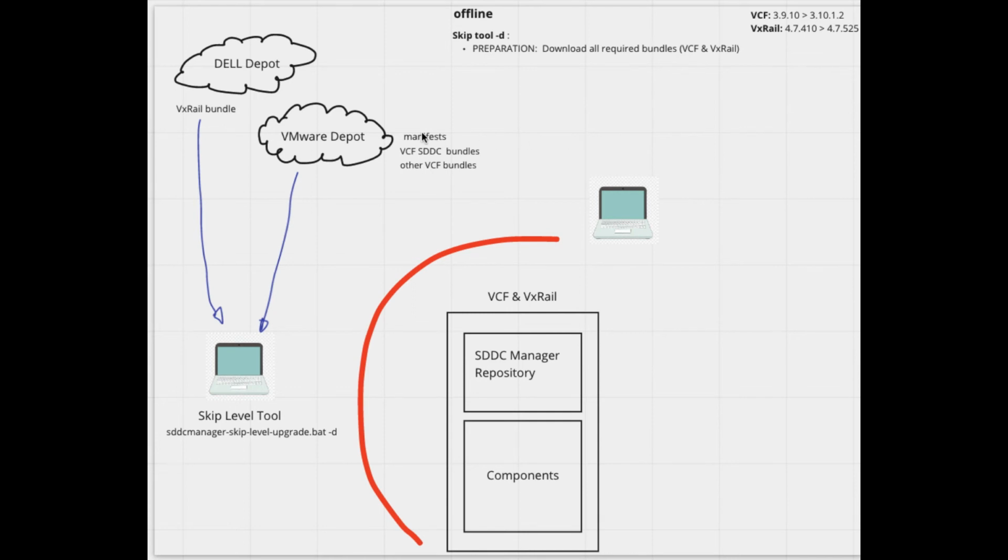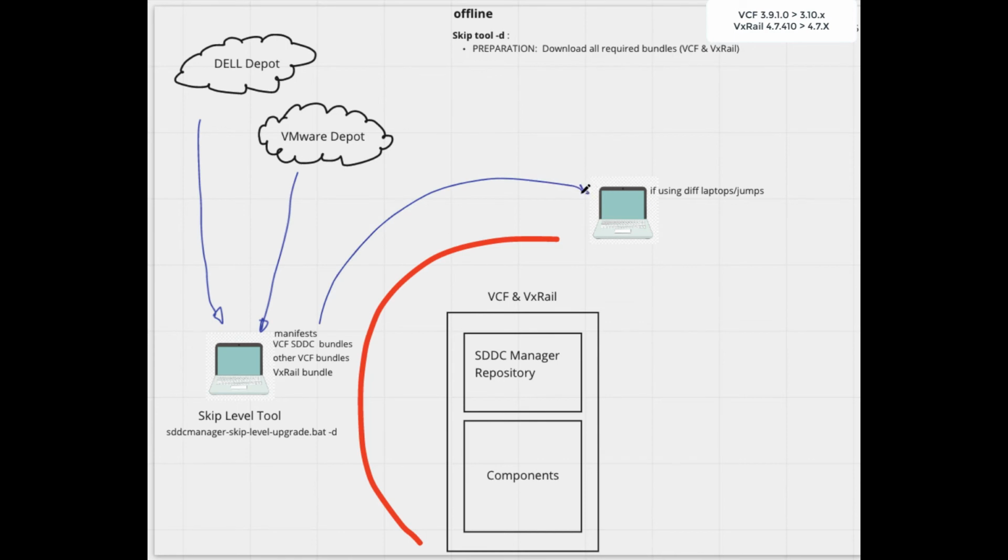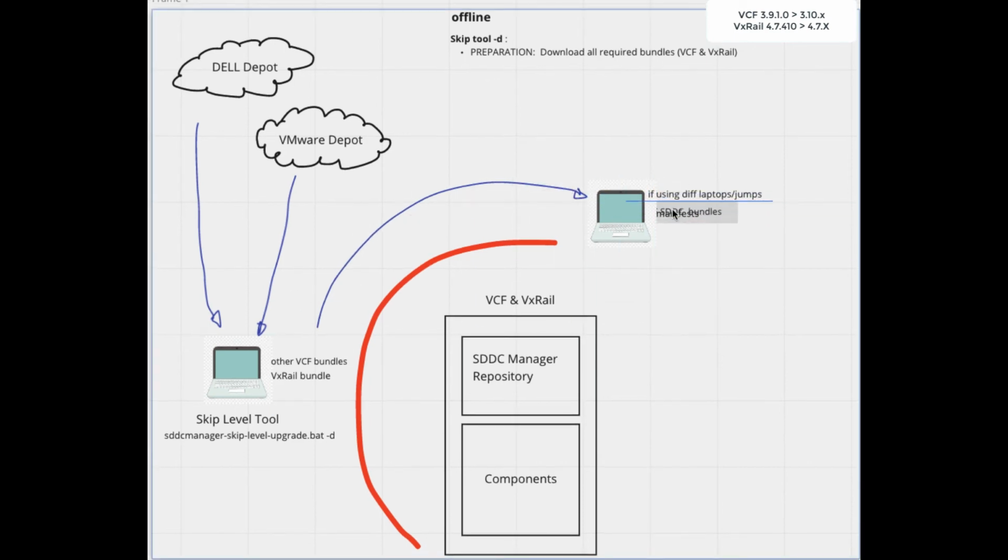So again, we're running the Skip Level tool. We don't have to run the offline tool here. It'll again use the manifests and download everything you need in this offline scenario. If we are using two separate machines here, then we'll need to manually transfer those bundles across to the other machine we need to use for the later phases. If you're just using a laptop and you're allowed to move from the depots to the VCF VxRail system, then you're okay. So let's assume we've transferred everything across manually.